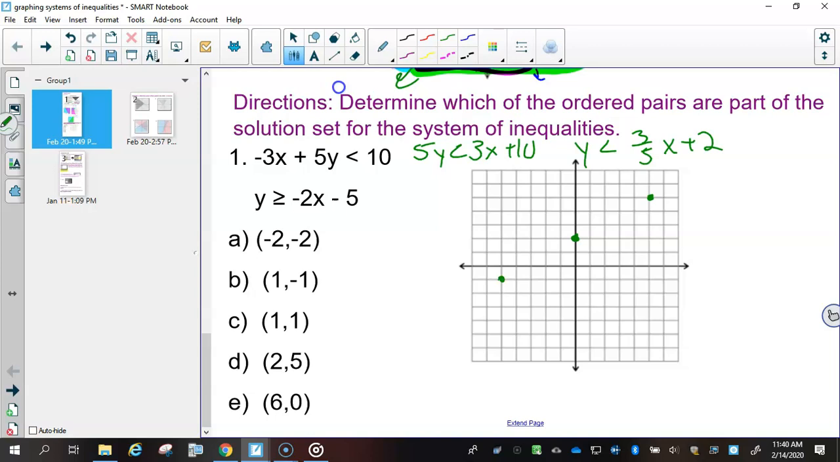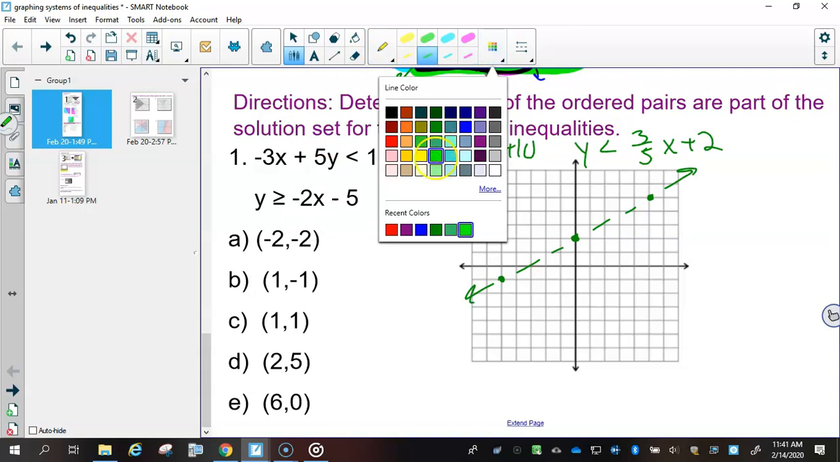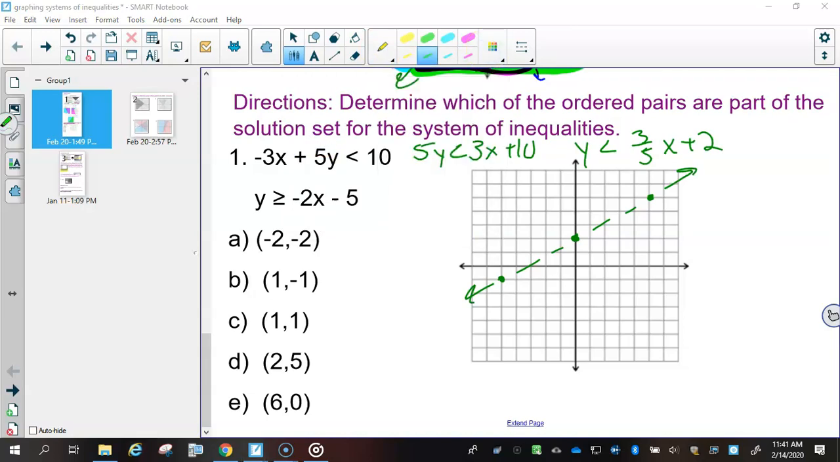Would this be a solid or a dashed line? Dash. Shaded above or below? What did you say? Below. Because it's less than.